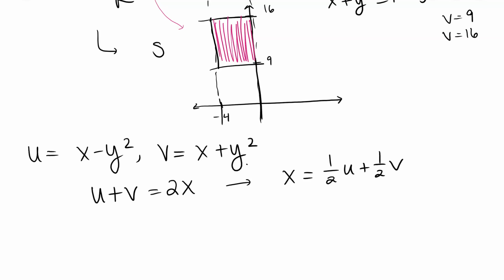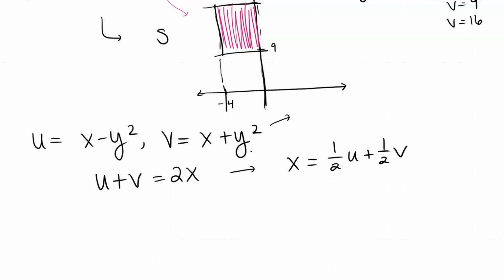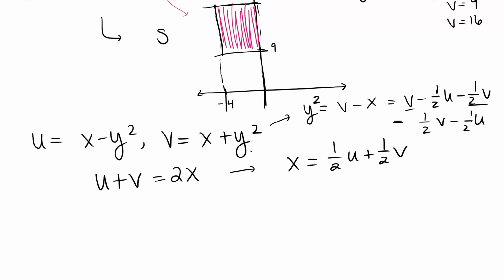Okay, and then what is y going to be? Well, y squared is going to be v minus x. So I'd have v minus 1/2 u minus 1/2 v, because I'm going to subtract all of that x. So if I combine like terms, that's 1/2 v minus 1/2 u. But remember, please, that we have to square root that. Ew! And I'm going to take the positive because I'm in the first quadrant. So this is the square root of 1/2 v minus 1/2 u.